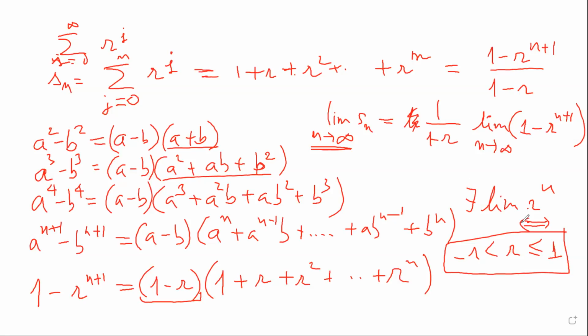By the way, this formula only works for r not equal to 1. It's very important, because at this step you can only divide if this is a non-zero number. And you can see that when r equals 1, you have a very easy formula for Sn, which is n plus 1. Right?